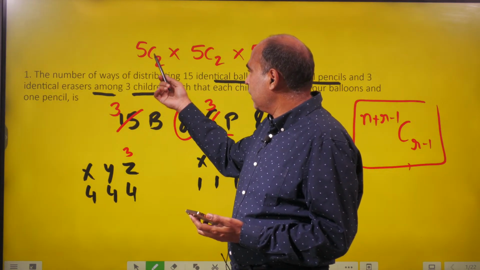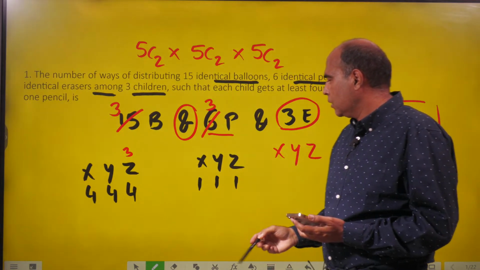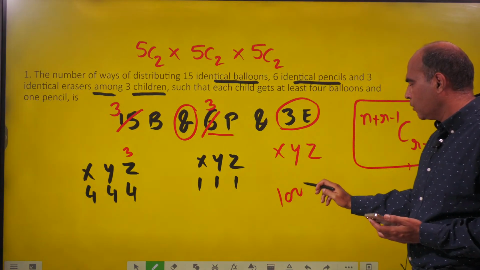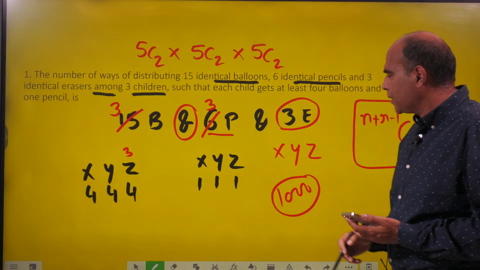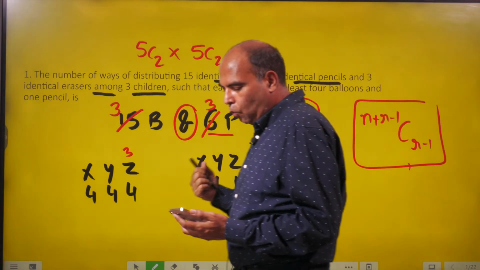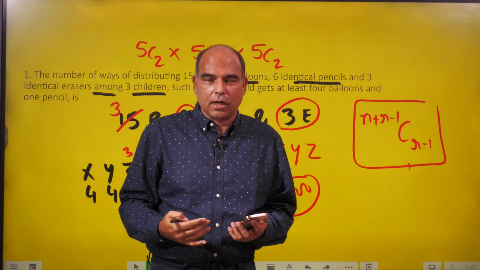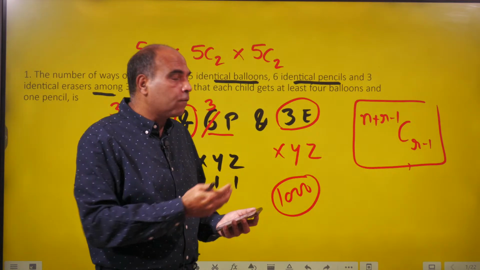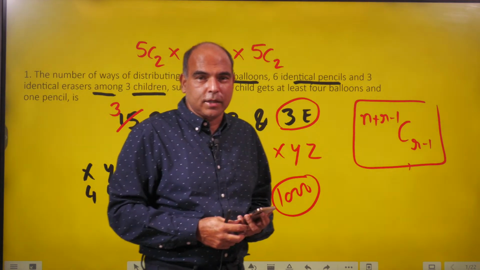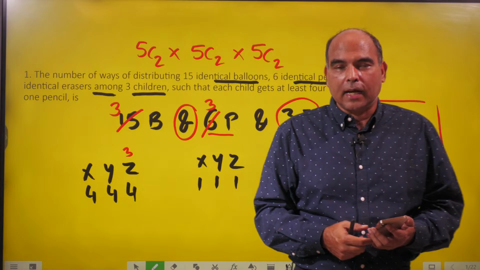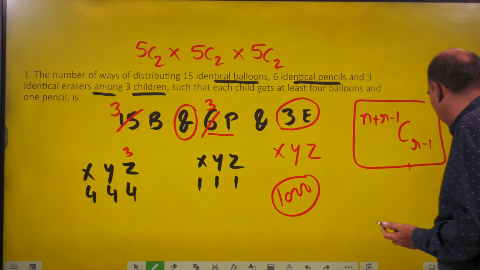The value is 10. So 10 into 10 into 10 is 1000. So the answer to this question will be 1000. Pretty straightforward, simple question. All you had to know was the theoretical construct of distribution of identical objects to get the 3 marks inside this question. There's nothing more in this question.